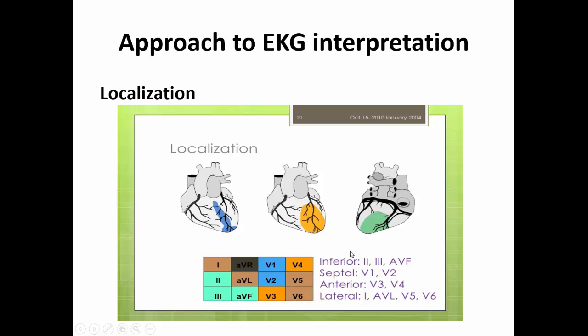So again, remember, inferior MIs are best seen in leads 2, 3, and AVF. Septal MIs are best seen in V1, V2, maybe V3. Anterior, somewhere between V2 and V5; V3 and V4 are best. Lateral, 1, AVL, V5, and V6.